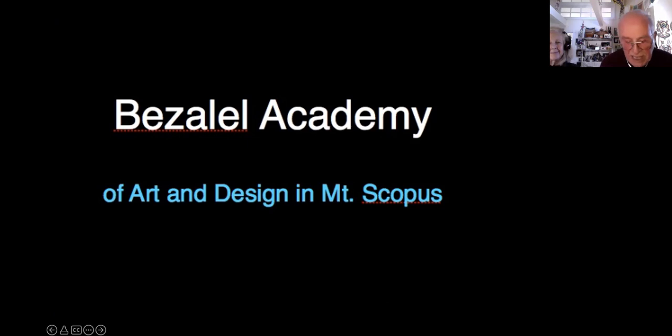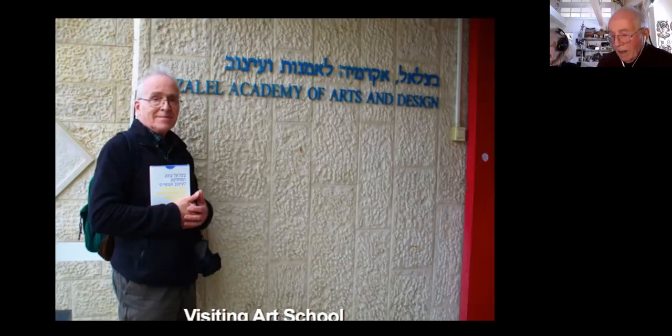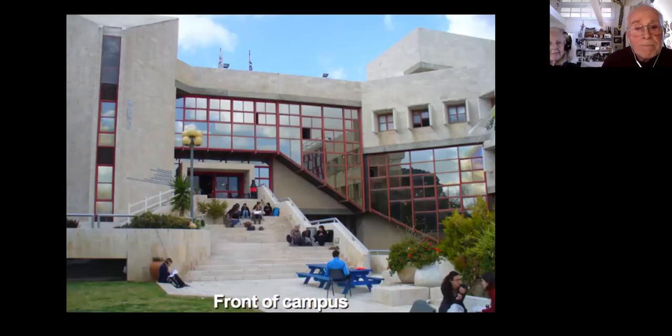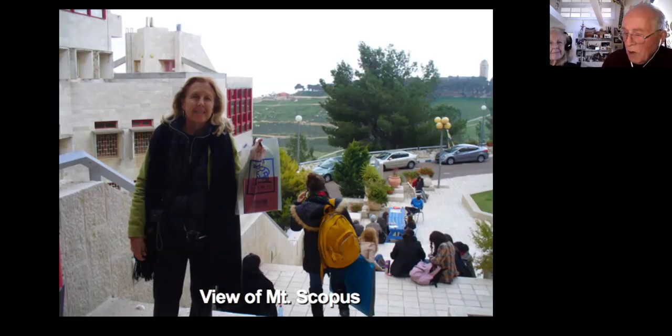These are actually a couple of slides that after our visit to Israel, I made a little bit of a slideshow about our experience. I plucked out some of those, and this was from that trip. So go on to the next one. Here we are at the Bezalel Academy. Next. The front of the campus. Next. It's in Mount Scopus, which is really a suburb of Jerusalem.